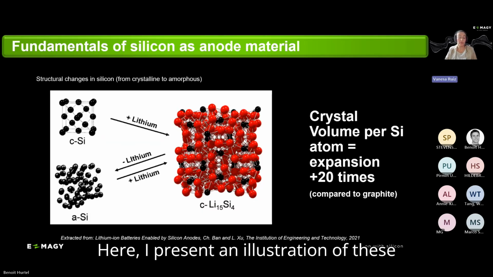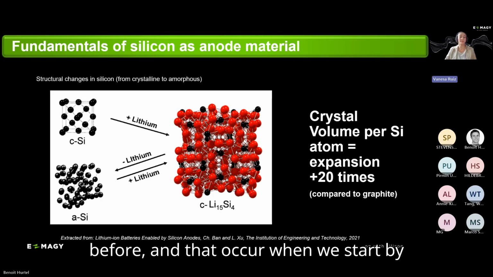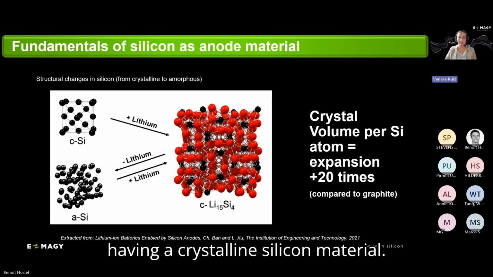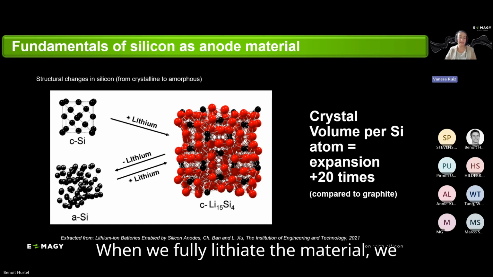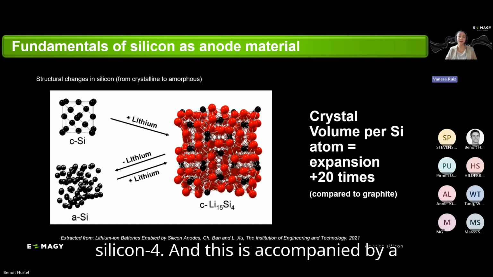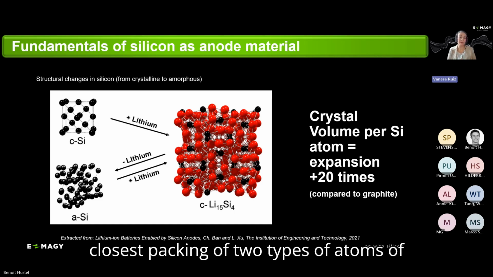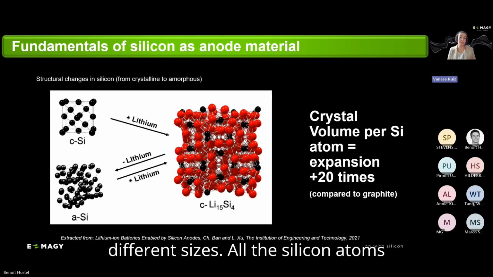Here I present an illustration of these structural changes that I've mentioned before and that occur when we start by having a crystalline silicon material. When we fully lithiate the material, we form this crystalline phase, Li15Si4. And this is accompanied by a great expansion of the material. This structure has been described as the closest packing of two types of atoms of different sizes.